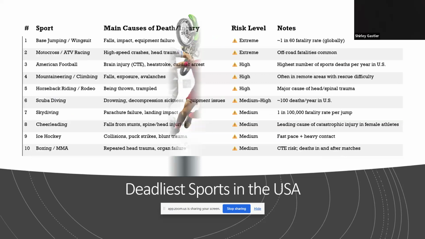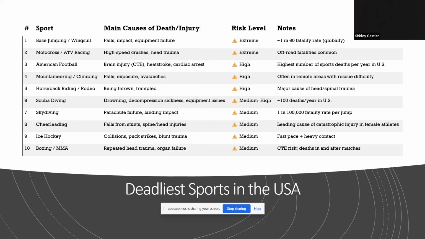So there you go. Base jumping, of course, is extremely high. This list is based off mortality per participant. So when we talk about base jumping, a 1 in 60 fatality rate, that's obviously pretty high. Again, I think somebody nailed it. Motocross and ATV racing are high. Then you've got your football, your mountaineering, scuba diving, and skydiving.